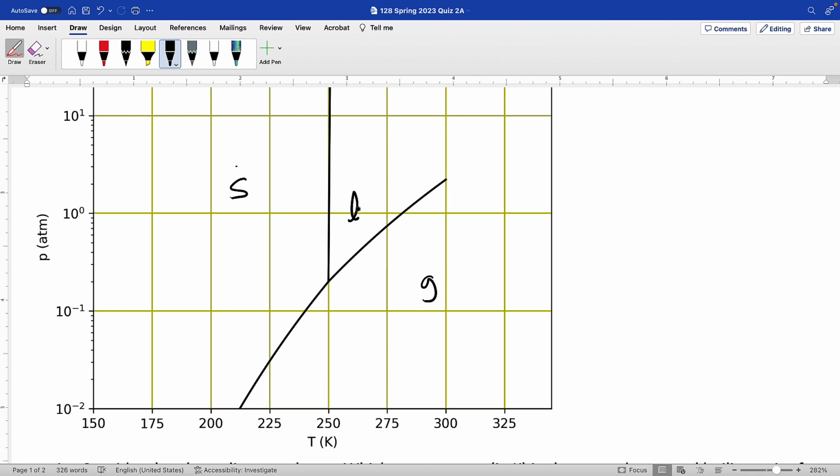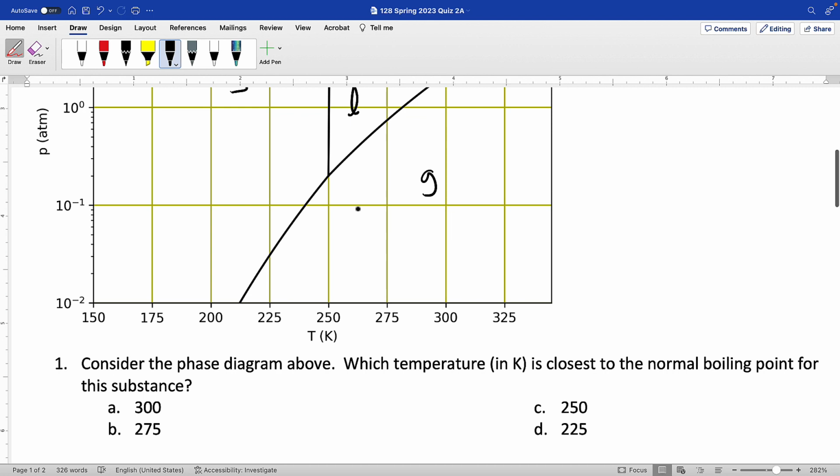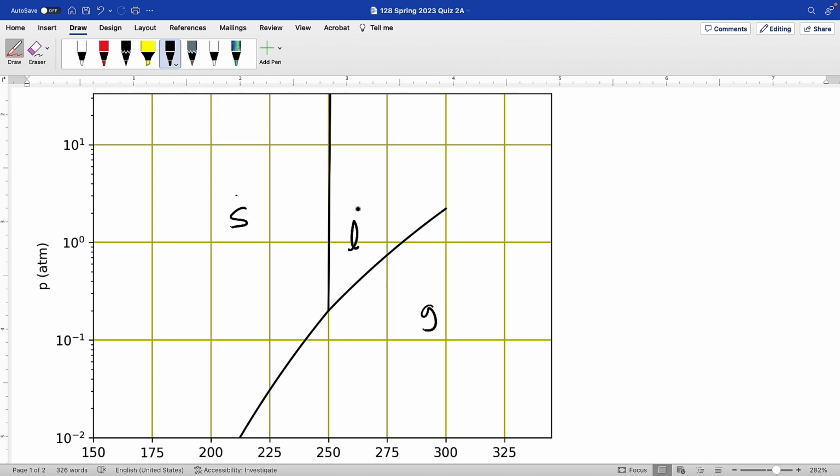Okay, so we've got our phase diagram, and the question is, what is closest to the normal boiling point for this substance? So we know boiling is when we're going from liquid to gas, and we're going from liquid to gas anywhere along this curve, but the normal boiling point is where that curve intersects 1 atmosphere, because at 1 atmosphere, if we get the water vapor produced by the phase transition to be at 1 atmosphere, it's going to be able to push back the atmosphere, and so we'll have boiling. And so let's draw a horizontal line at 1 atmosphere. So we're going to go across over here.